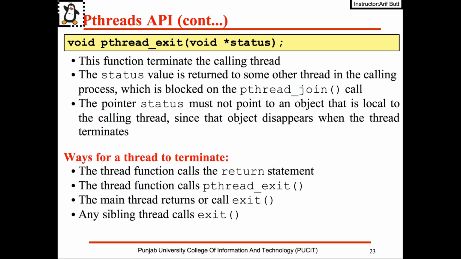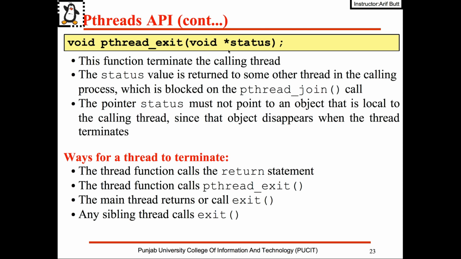The way pthread_create is used to create a thread, you can use pthread_exit to terminate a thread. There are different ways to terminate a thread. If the thread function calls the return statement, or the thread function calls the pthread_exit function. In case the main thread calls return or calls exit, even then all the threads within that process terminate. And lastly, if any of the threads calls exit, the entire process terminates.